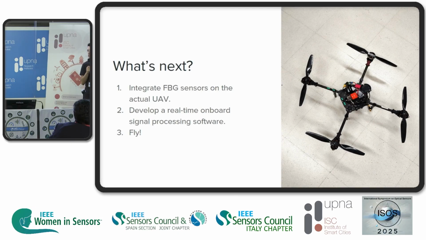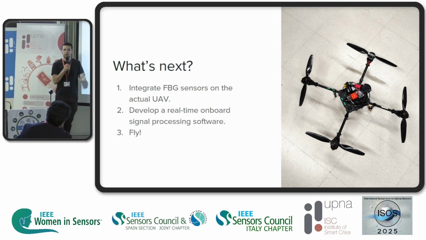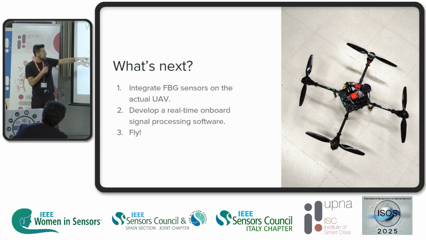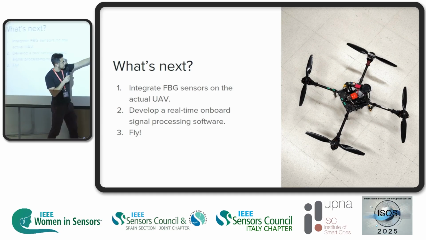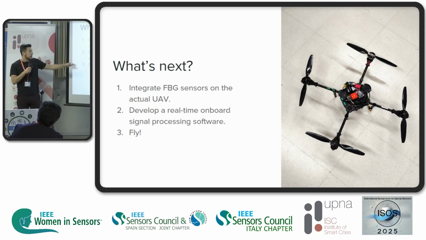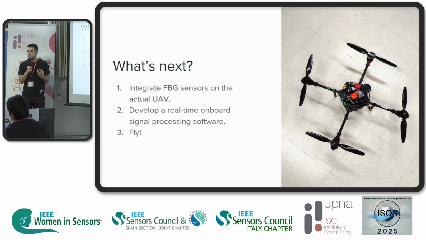Well, we have conducted experiments on a controlled thrust tank in the laboratory. Now we want to take it outside. We want to fly it. So for that, we first need to integrate the FBG sensors on the actual aircraft. So we will be placing them on each of the arms of the aircraft. Then we are developing a real-time onboard signal processing software so that we can gather data in real time and generate a good data set so that we can analyze those effects. And finally, just fly it. Perform a lot of flights, gather the data, analyze, and see if we can extract any patterns.